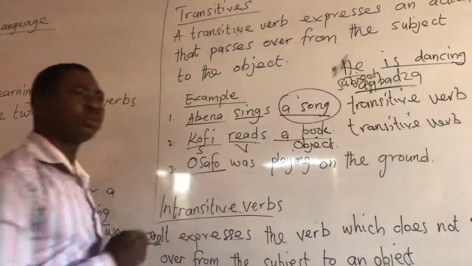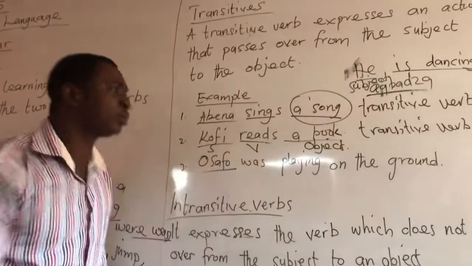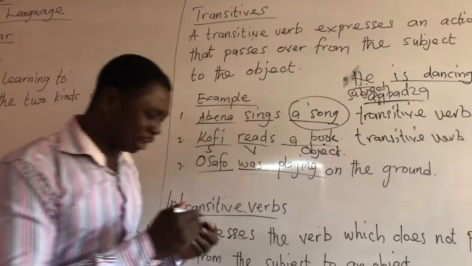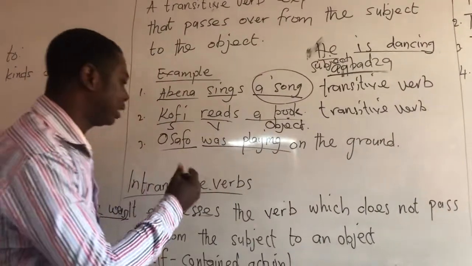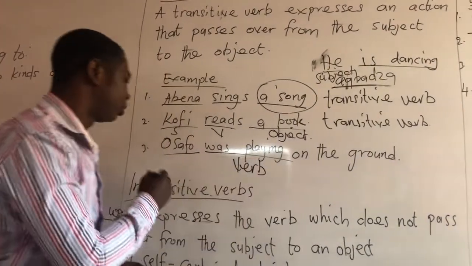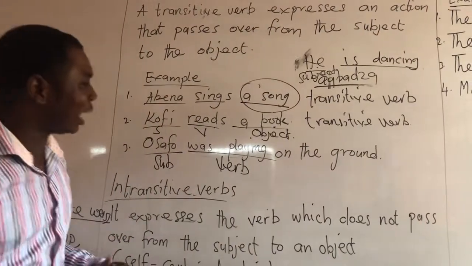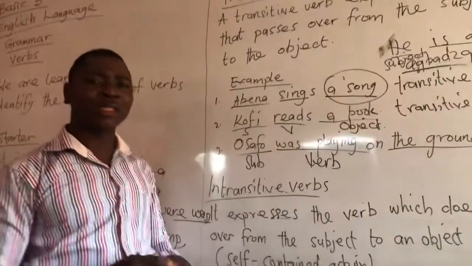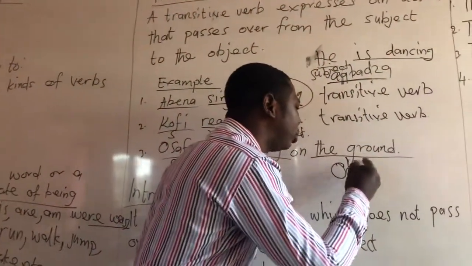So Osafu is the person doing the action, and "was playing" becomes the verb, the action that is happening. We call it the verb, and this one is the subject. And the action is happening to which one? The ground. The action is happening to the ground, so the ground becomes the object.